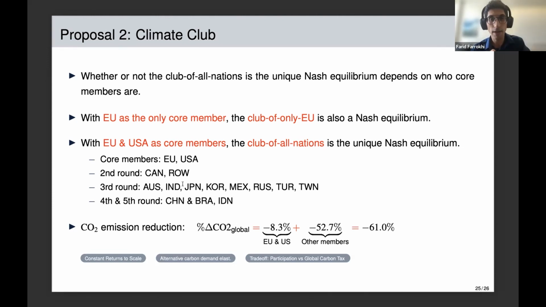And we see that in the second round, Canada and the rest of the world will join. Given that these two joined, in the third round, a number of other countries join. And in the last rounds, China, Brazil, and Indonesia also join. And we find that CO2 emission reduction at the level of the globe achieves the globally first best. And 8% of this 60% is accounted for by the EU and US, who are core members and do not play strategically, but the rest, which is the lion's share of it, comes from other members.